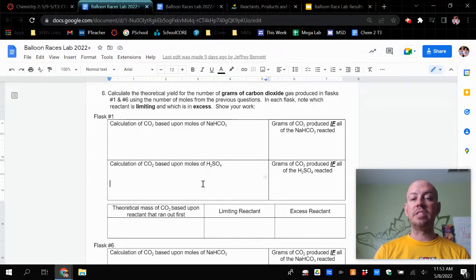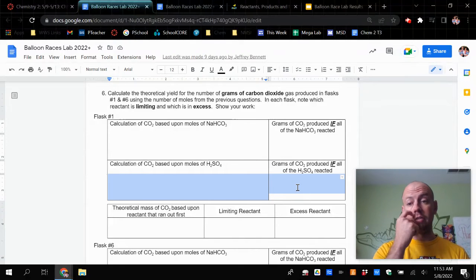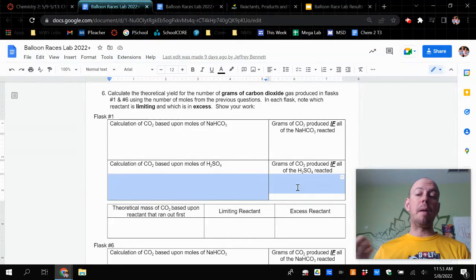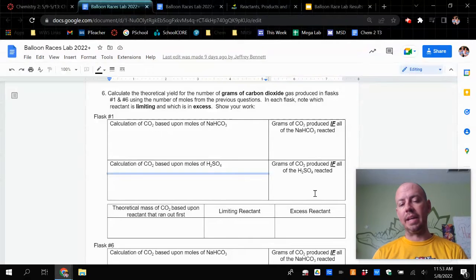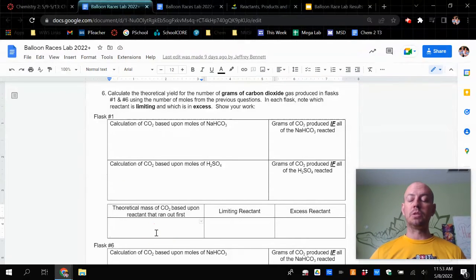Down here, we do the same idea, but we use our moles that we just found. Moles, moles, grams, same idea. If I use all of my bread, how much can I make? Moles, moles, that, so we get an answer. The theoretical mass, it says based upon which one ran out first, because we can't make both of these amounts at the same time. Something ran out and the reaction stopped there. So when you have 2 answers like this, the smaller answer is our right answer. So that's what we'll put right there.